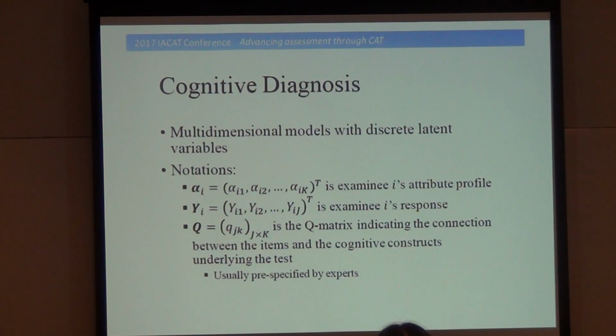So let me give you some notation. The alpha is used to denote the attribute profile, and Y is the response. And there is a central element in cognitive diagnosis, which is the Q matrix. It's a binary matrix indicating the connection between the items and the cognitive constructs underlying the test. And it's usually pre-specified by experts, and we assume in our study that it's correctly specified.